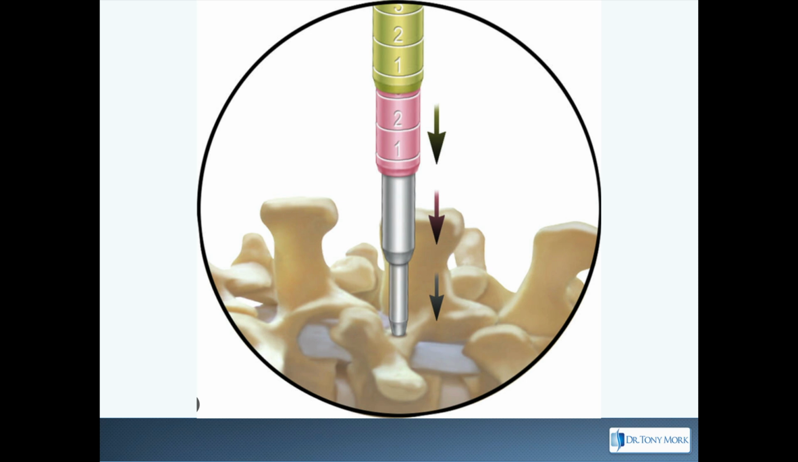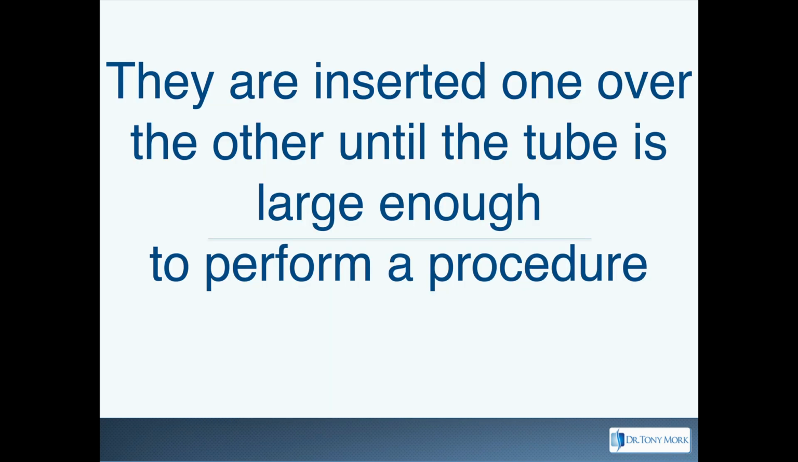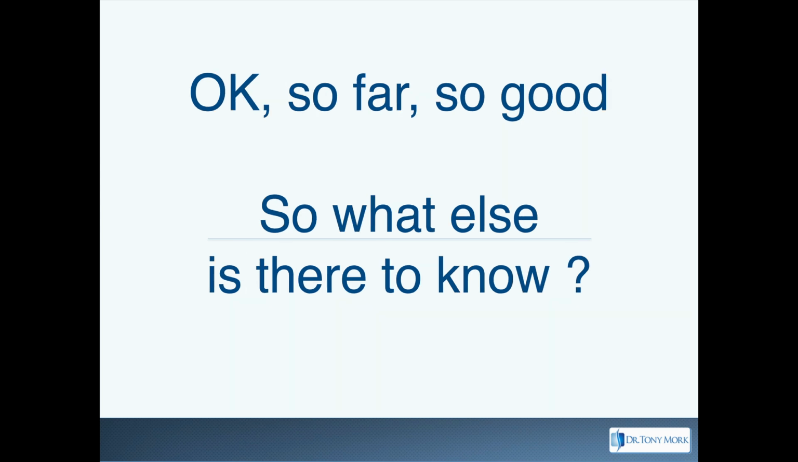And here's an example. You can see that the one on the bottom is called the obturator. It's almost a solid rod, oftentimes with a hole in the middle for a guide wire. Over that are slid additional tubes of increasing diameter, therefore tubular retractors. They're inserted one over the other until the tube is large enough to perform a procedure. Okay, so far so good. So what else is there to know?